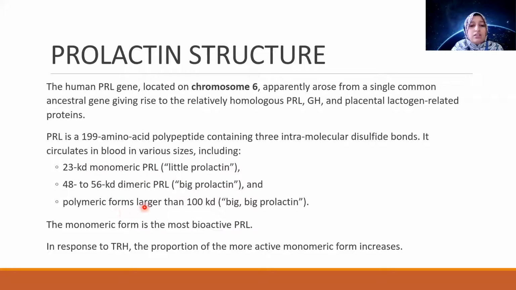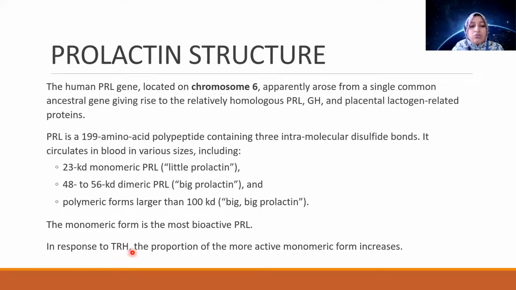So these are the 3 main categories of prolactin hormone which circulate in blood. Number 1 is the monomeric prolactin. It is also called little prolactin, it is small in size, and it is the most bioactive. Then number 2 is the big prolactin, which is a dimeric form, and then third is the big big prolactin, which has polymeric forms. So a lot of monomerics are combined in that.